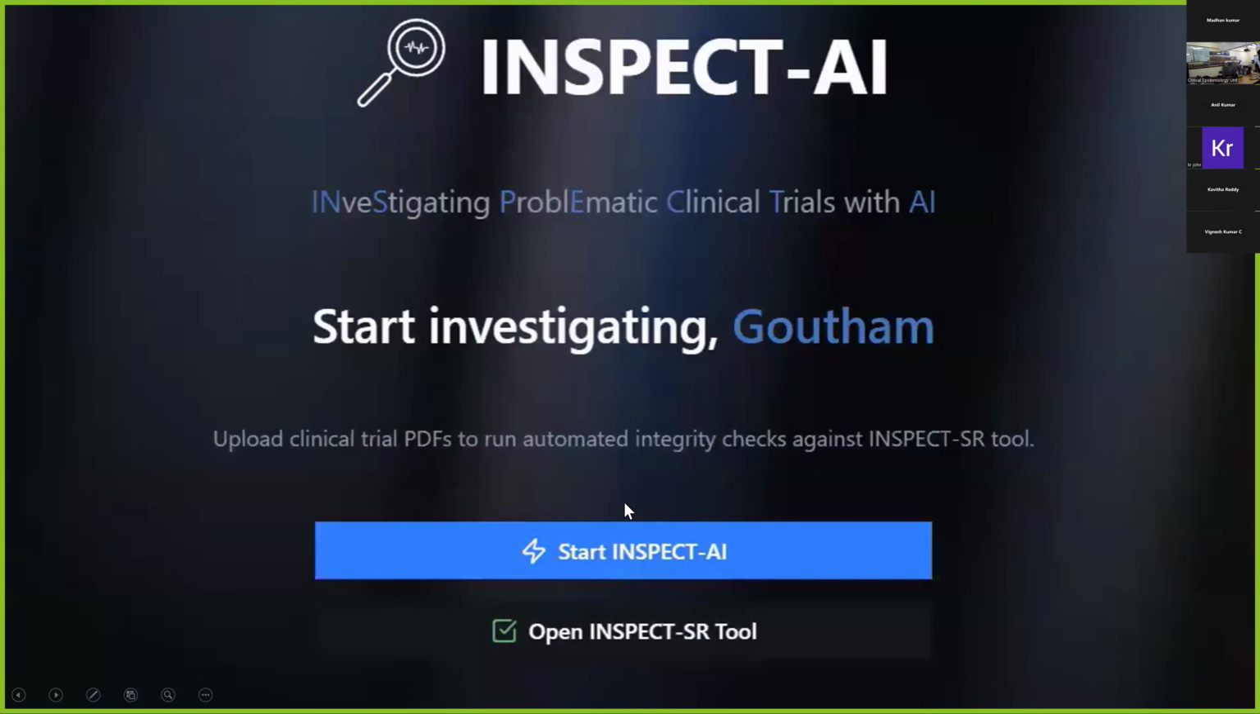And there is one another upcoming tool called INSPECT-AI, which is not currently available yet. But once available, this will be an AI-based tool which we can use to assess the trustworthiness of the study using this AI-based algorithm, wherein we can just upload the PDF or the link to the study per se, and the artificial intelligence will do the trustworthiness check.